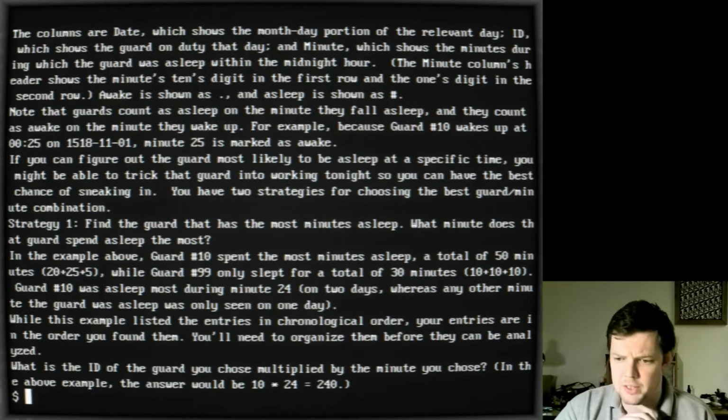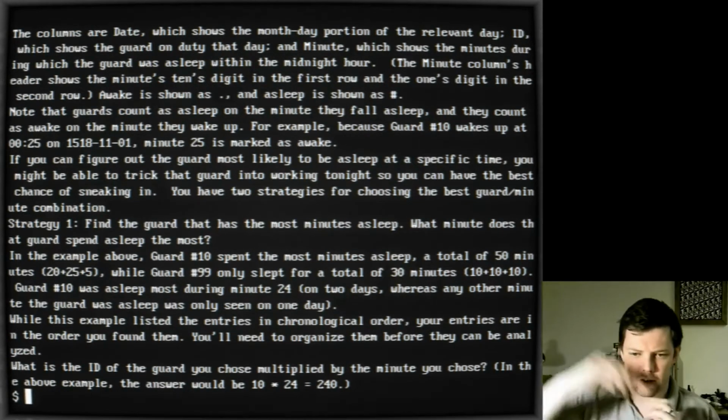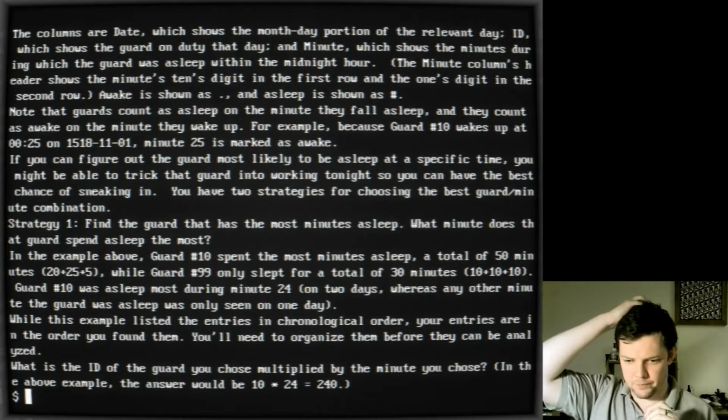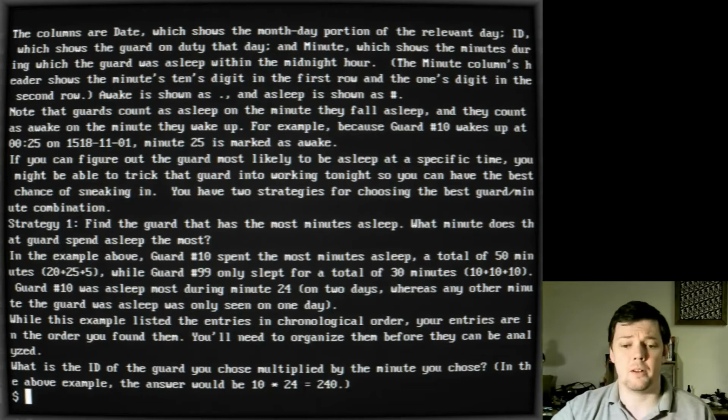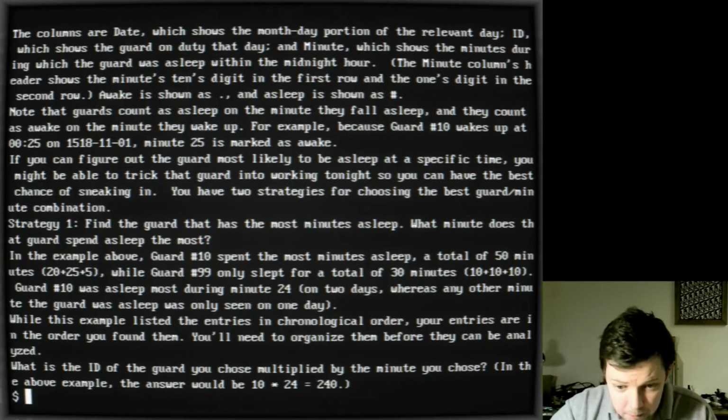While this example listed the entries in chronological order, your entries are in the order you found them. You'll need to organise them before they can be analysed. Well, it says I have two strategies, but it's only given me one. I assume then that strategy 2 is part 2. And that might mean the thing I said about drawing a picture is totally wrong.